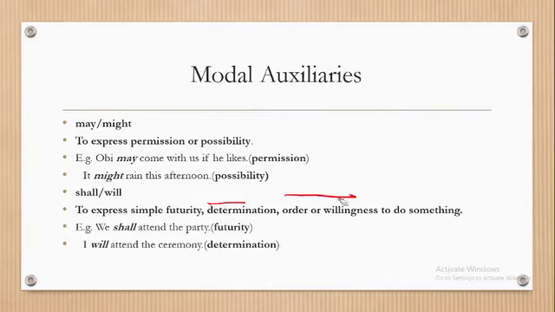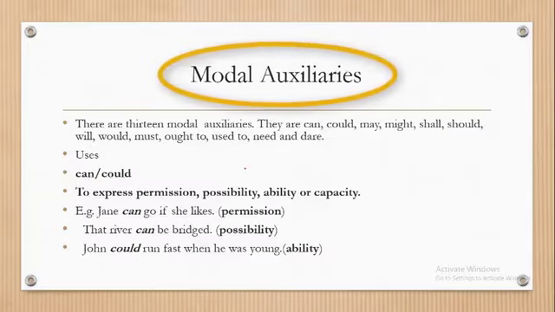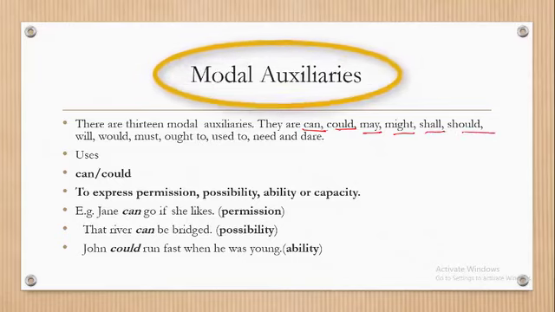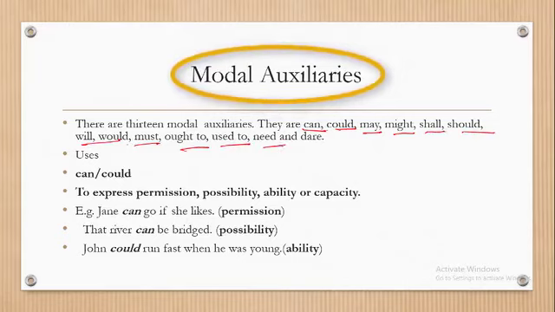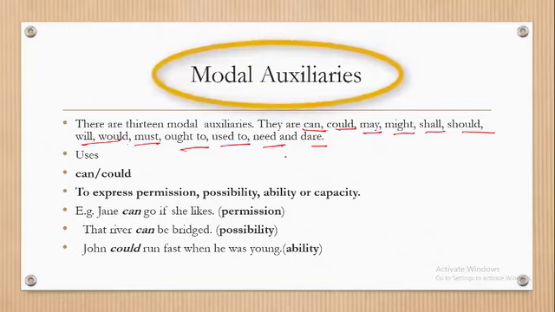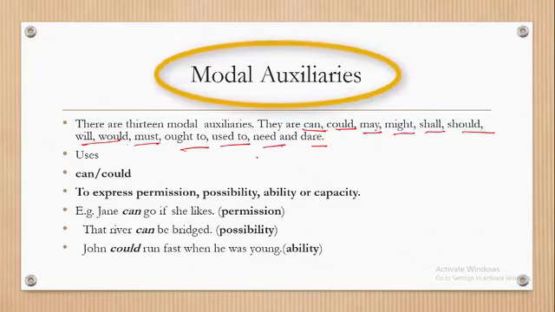So let's consider the first thing, and that is modal auxiliary. Like we said, there are 13 modal auxiliaries. So what are the 13 modal auxiliaries? Can, could, may, might, shall, should, will, would, must, ought to, used to, need, and dare. These are the 13 modal auxiliaries. And so today we want to look at the critical use of each of these modal auxiliaries.